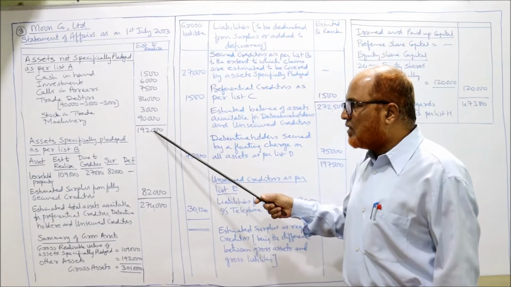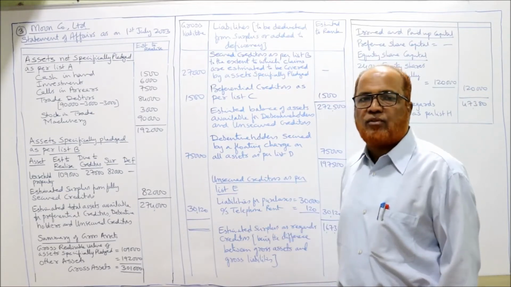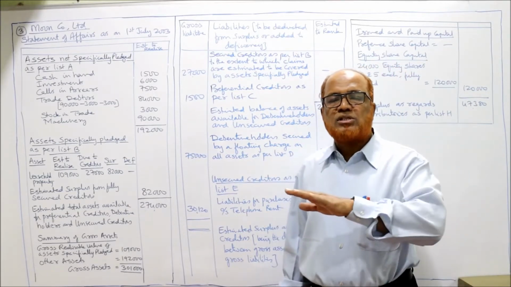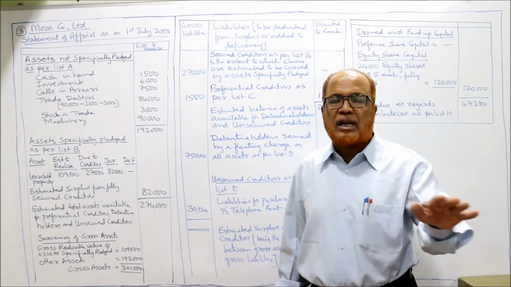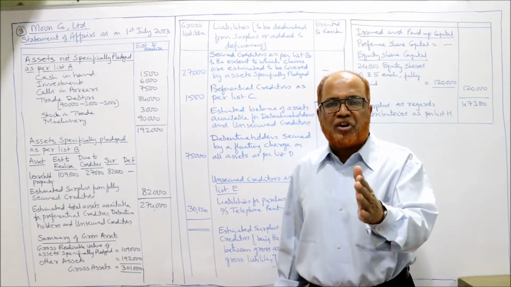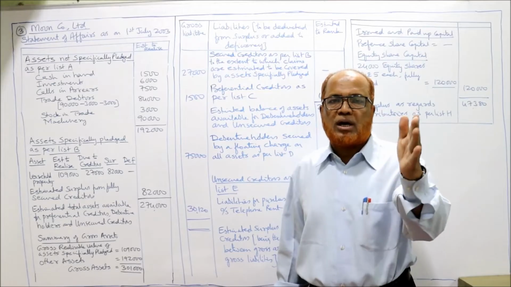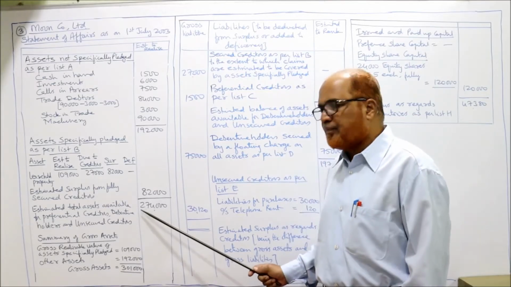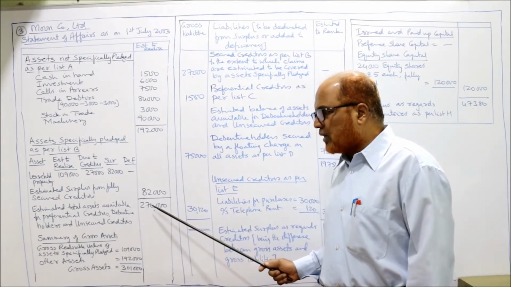The total assets 1,92,000 plus 82,000, 2,74,000. So 2,74,000 is the total estimated assets available for paying to preferential creditors, debenture holders, unsecured creditors. This is the total assets to pay everyone.